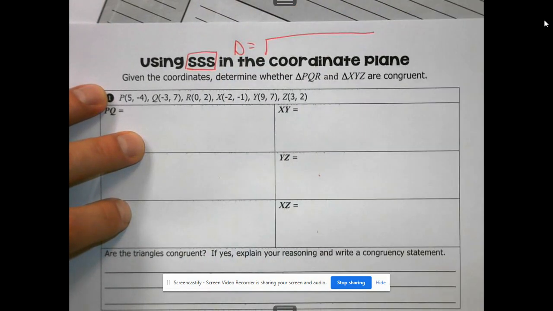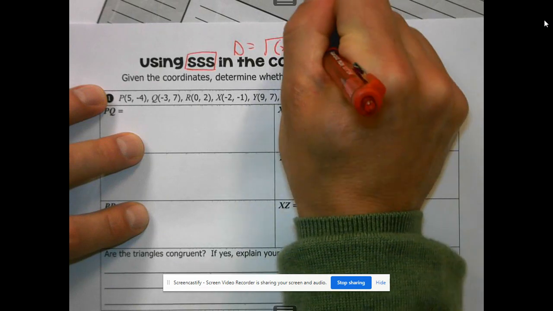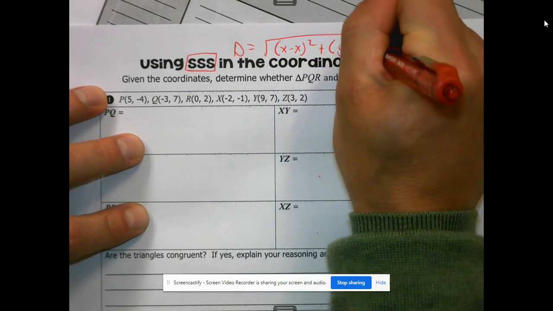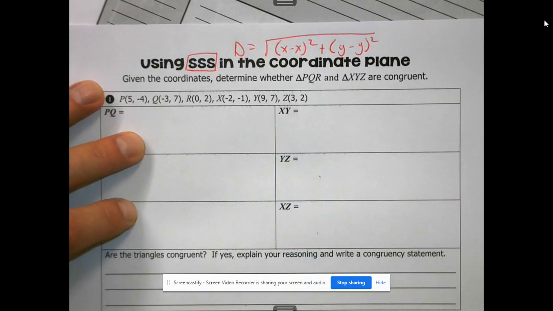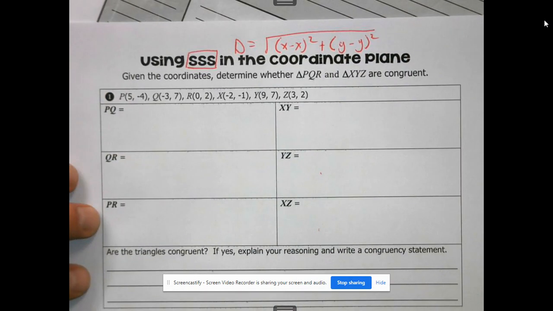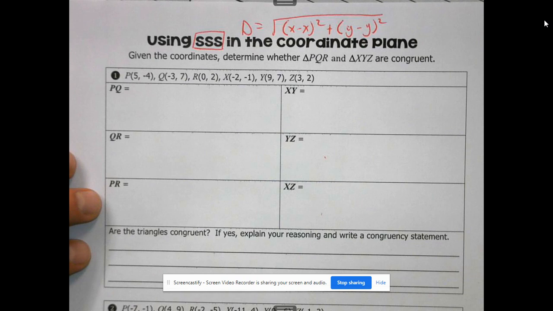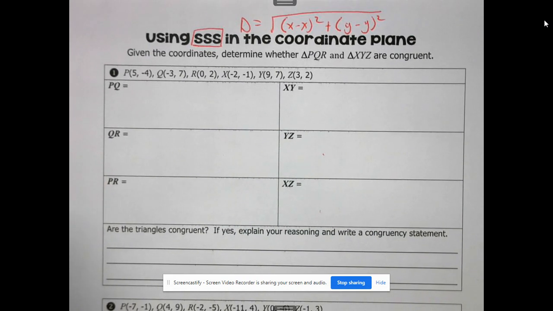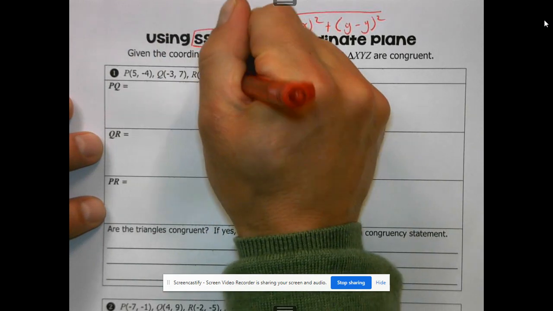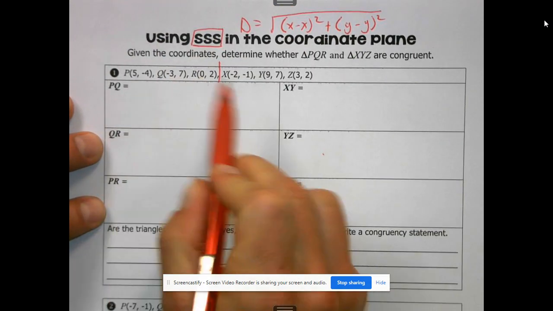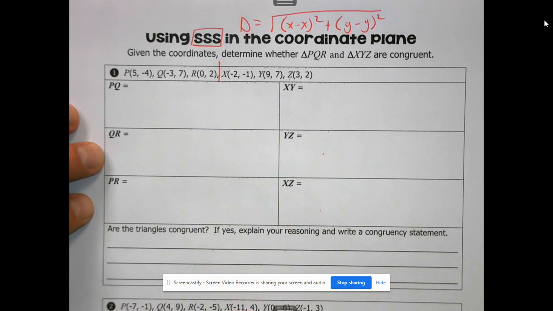Distance equals big square root. Subtract the x's, square them. Add that with the subtraction of the y's and square those, right? So we did a bunch of this, so I'm not going to go through the distance formula. That is something that you should know by now. If you don't know, figure it out. Two triangles. You got PQR right here. You've got XYZ right here. And I'm just going to give you the answer for the distance formula.